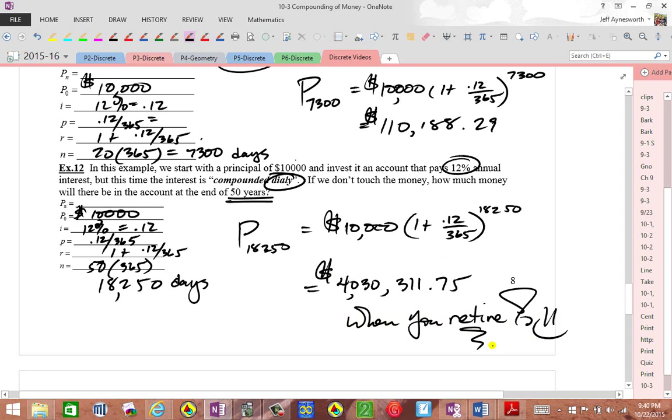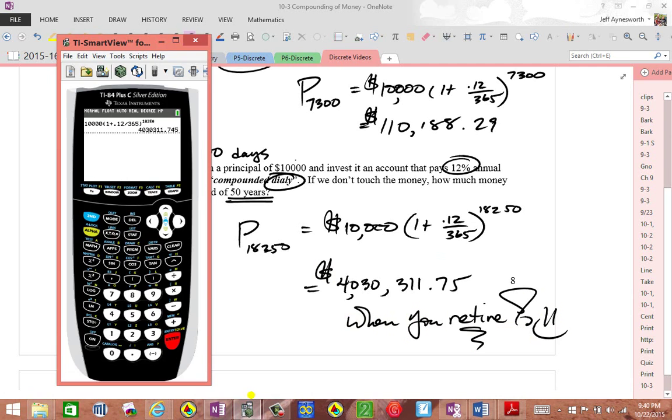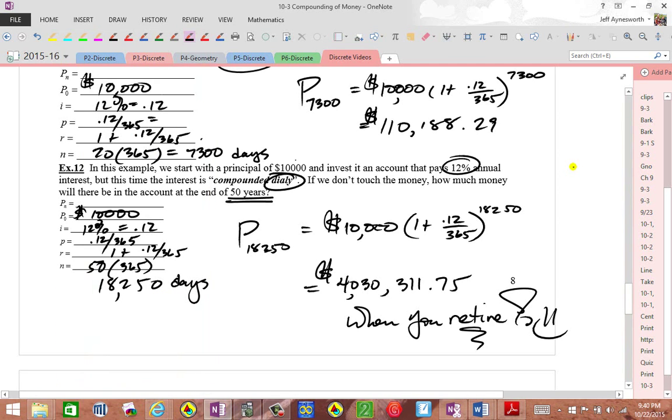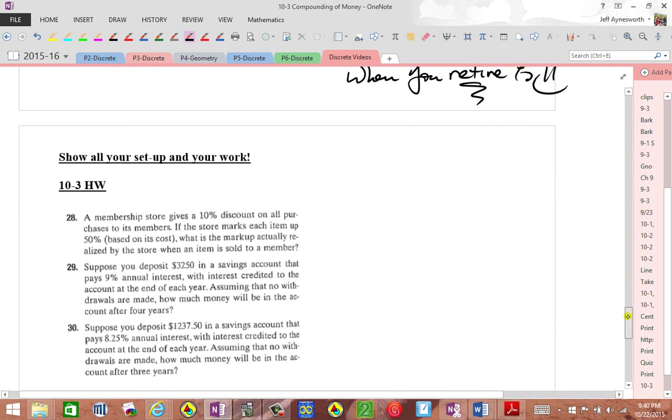You need over $1 million to retire. So I encourage you guys to invest your money. Okay, so if you take $10,000 and invest it at 12% and compound it daily and let it rest and don't touch it for 50 years, you're going to have some money when you retire. All right, so retire well. All right, do a good job.